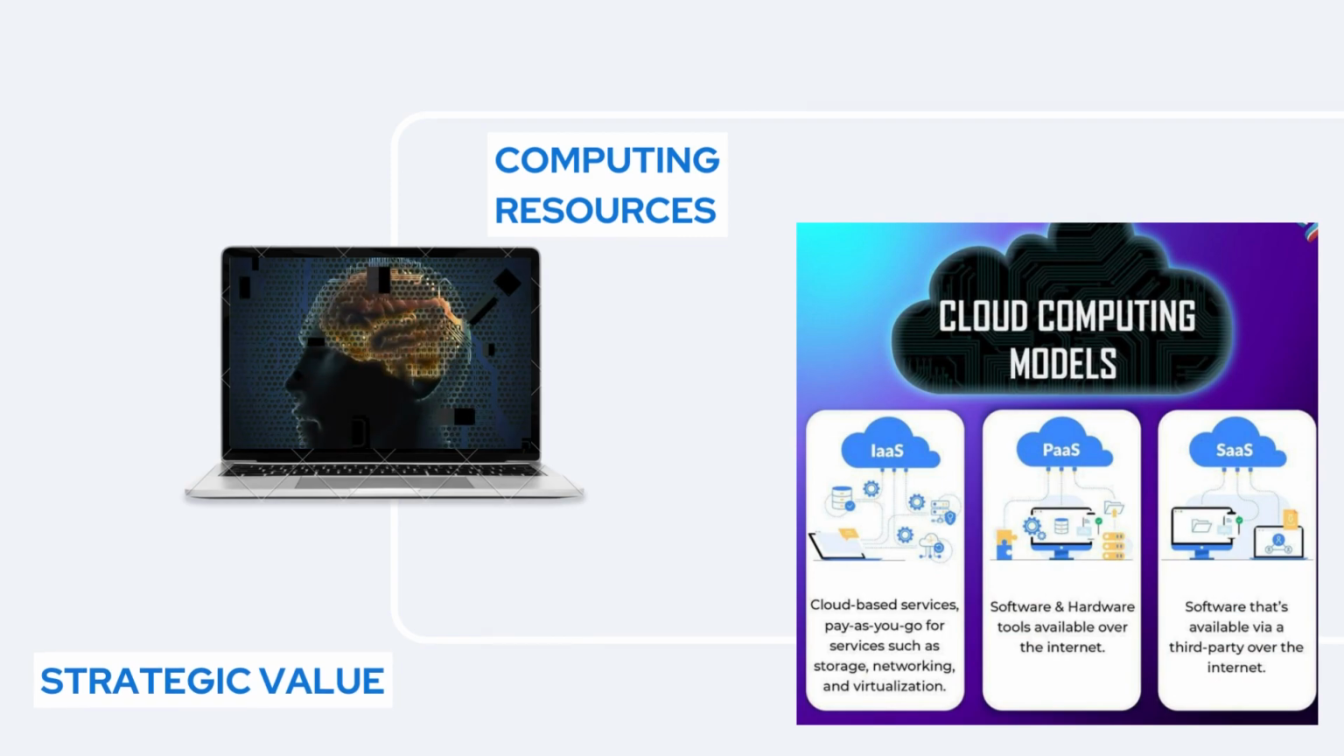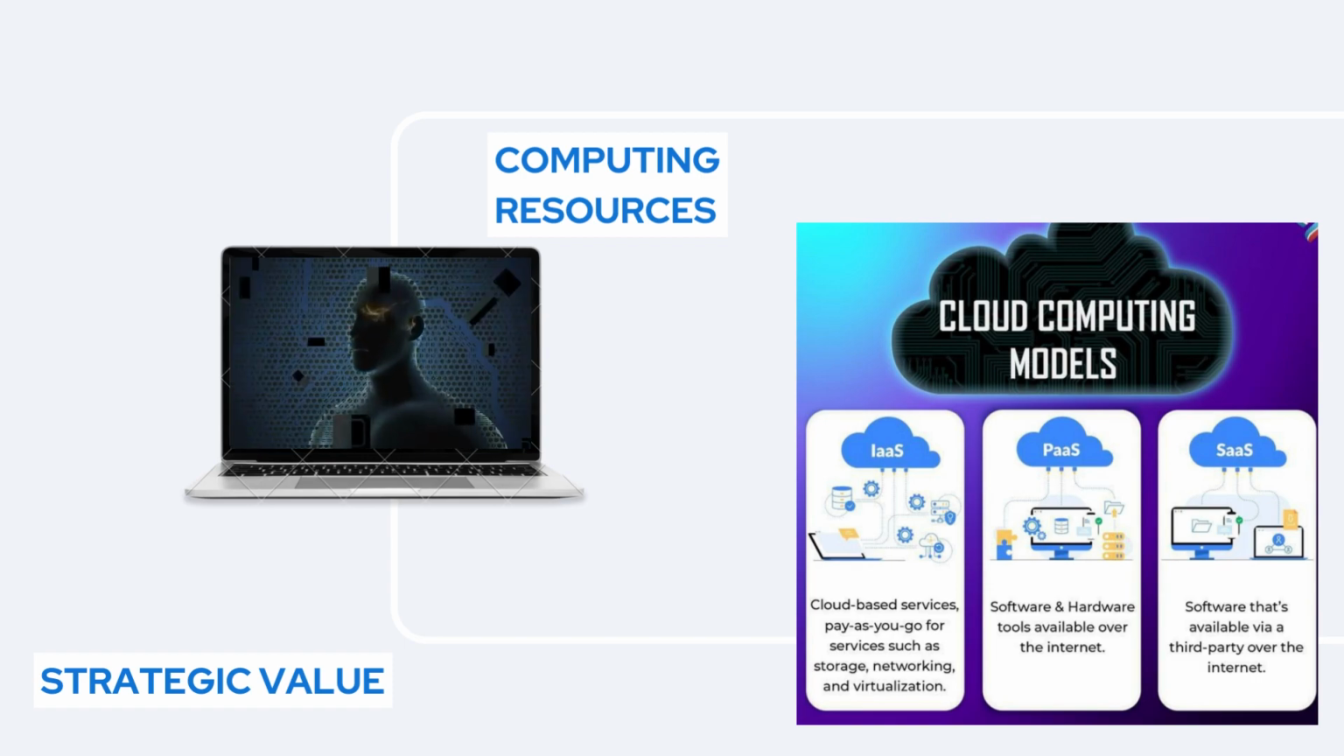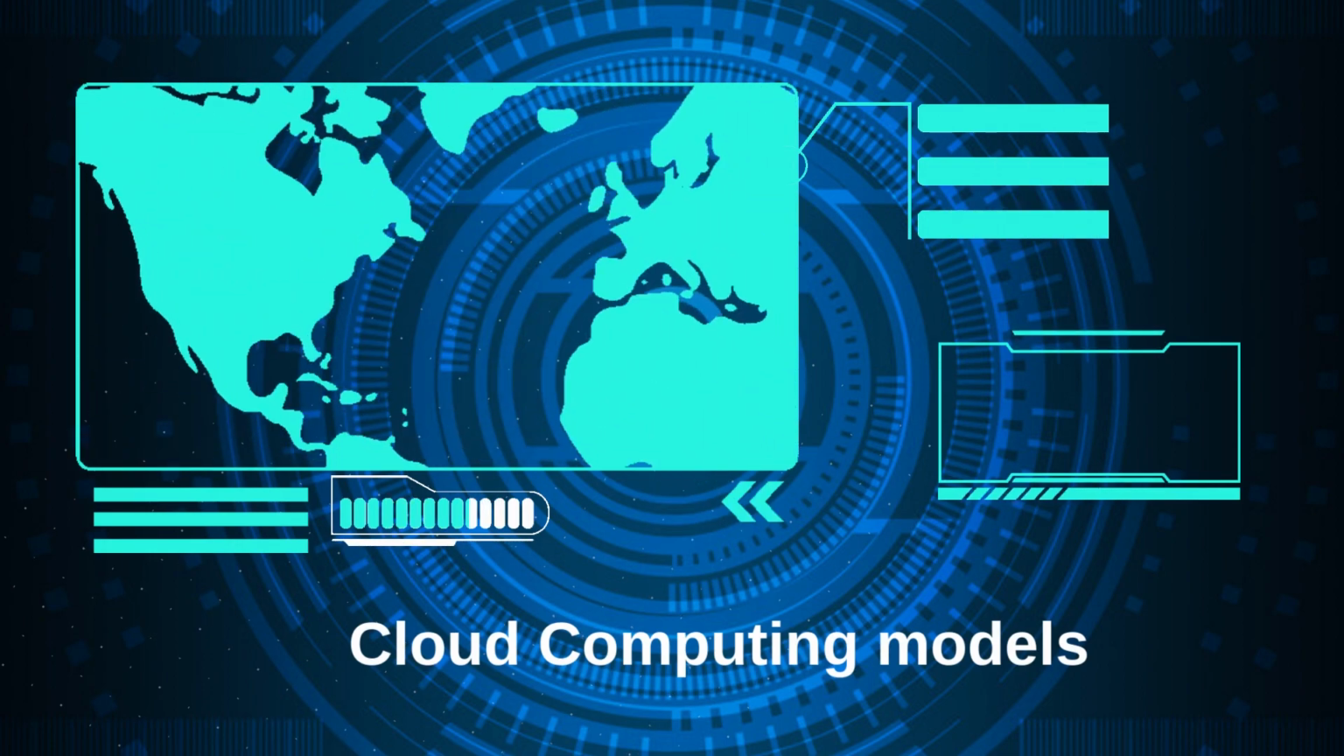Cloud services encompass a wide range of on-demand computing resources and applications that are delivered over the internet by cloud service providers. These services are typically categorized into three main service models: Infrastructure as a Service, IaaS, Platform as a Service, PaaS, and Software as a Service, SaaS. Here are examples of each type of cloud service.